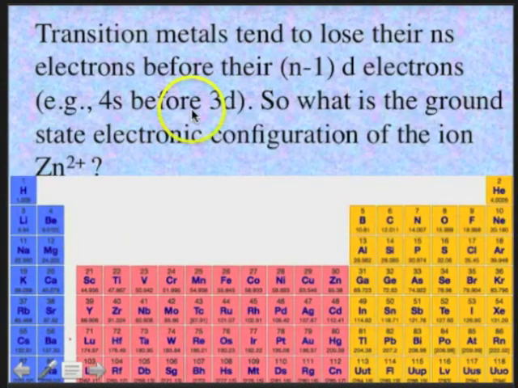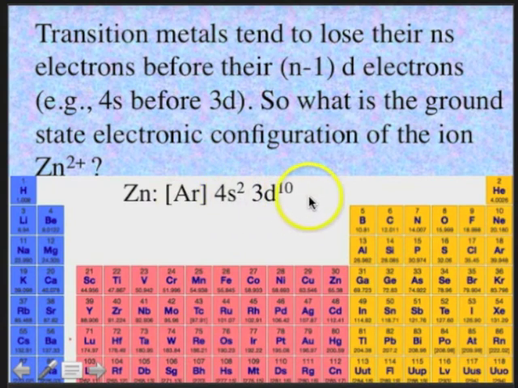Transition metals tend to lose their ns electrons before their n-1 d electrons. For example, 4s before 3d, or 5s before 4d. So what is the ground state electronic configuration of the ion zinc 2+? Well, zinc is right over here in the 3d, right? 4s2, 3d10. And it's got an argon core.